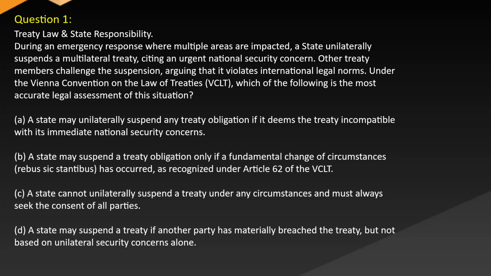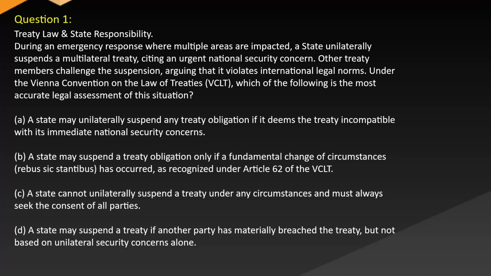Under the Vienna Convention on the Law of Treaties (VCLT), which of the following is the most accurate legal assessment of this situation? A. A state may unilaterally suspend any treaty obligation if it deems the treaty incompatible with its immediate national security concerns. B. A state may suspend a treaty obligation only if a fundamental change of circumstances, rebus sic stantibus, has occurred as recognized under Article 62 of the VCLT.